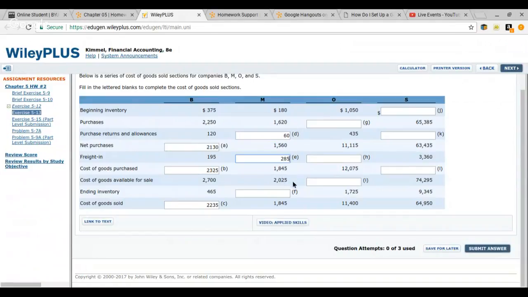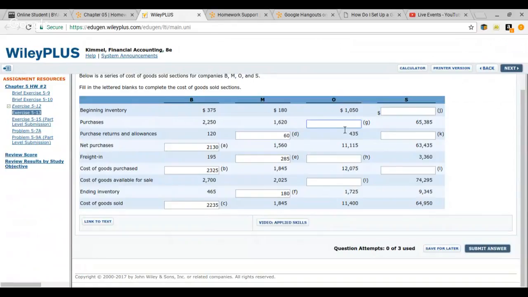Finally, cost of goods available for sale minus ending inventory is going to give us the cost of goods sold. So if we get the difference between cost of goods available for sale and cost of goods sold, we'll get our ending inventory, which in this case is $180.